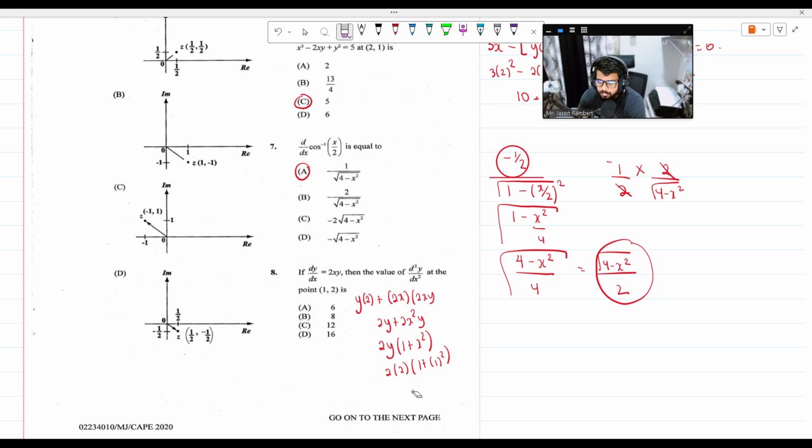Nah, I made a mistake somewhere. All right, so I'm going to factorize now. I'm going to plug it in right here. 2y plus 2 into 1 squared multiplied by 2. 2 2s are 4. 4 plus 2 2s are 4. Yeah, again 8. I made a mistake.